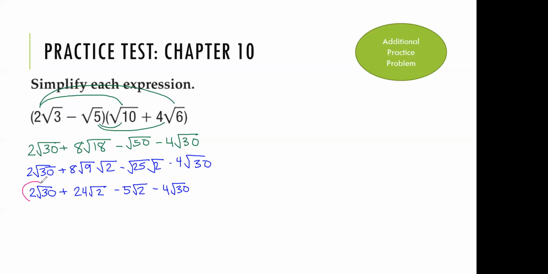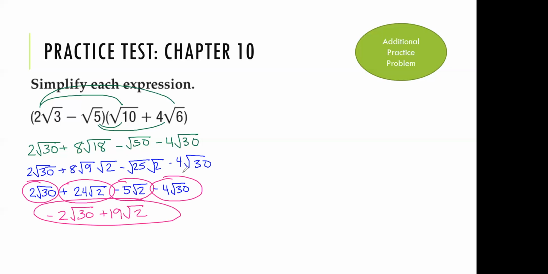So I've got 2 radical 30 minus 4 radical 30, so that's negative 2 radical 30. And then I've got 24 radical 2 minus 5 radical 2. So that would be positive 19 radical 2. And that would be my final answer.